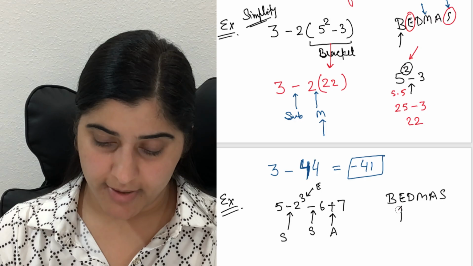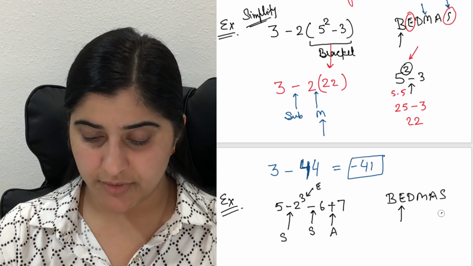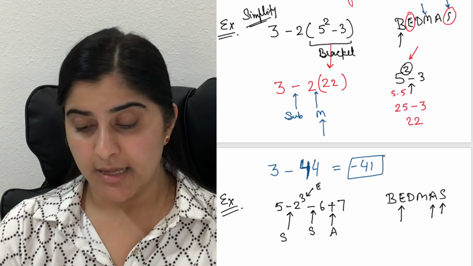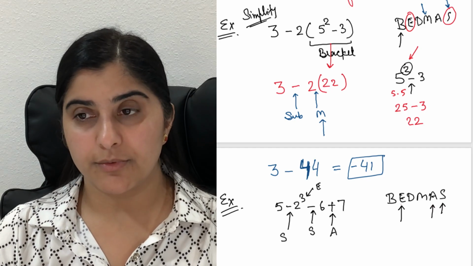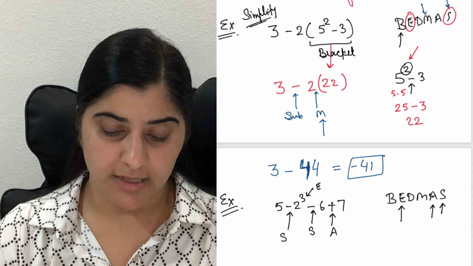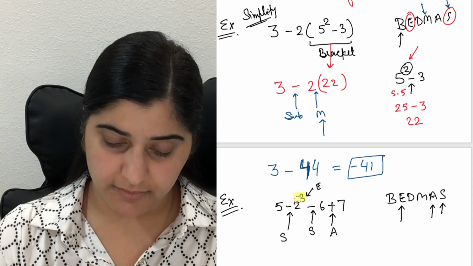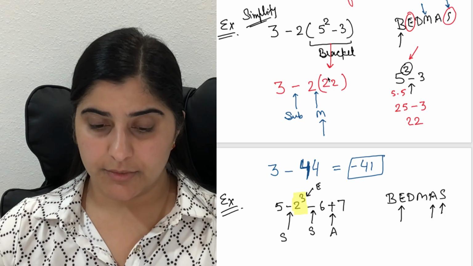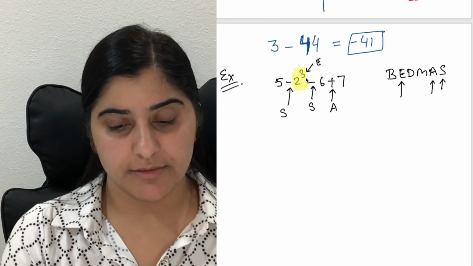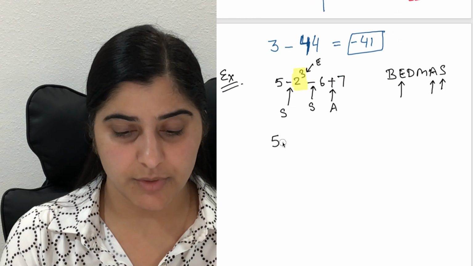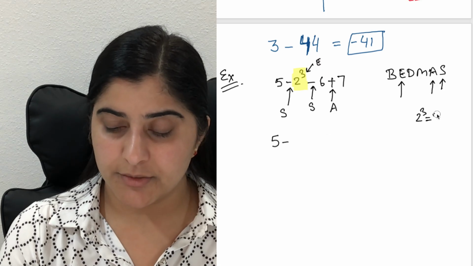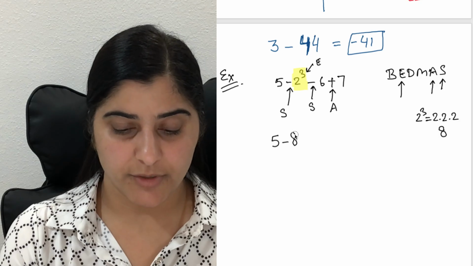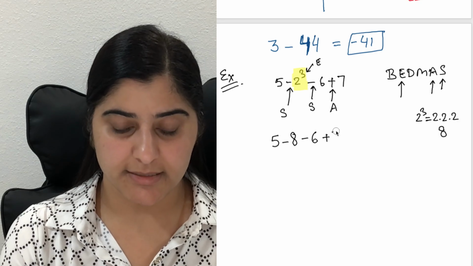So we have exponent, subtraction, and addition. In BEDMAS, E comes before the addition and subtraction, so we will solve the exponent first. What is 2 to the power 3? It is multiplying 2 by itself 3 times, which is 8. So we write 5 minus 8 minus 6 plus 7.